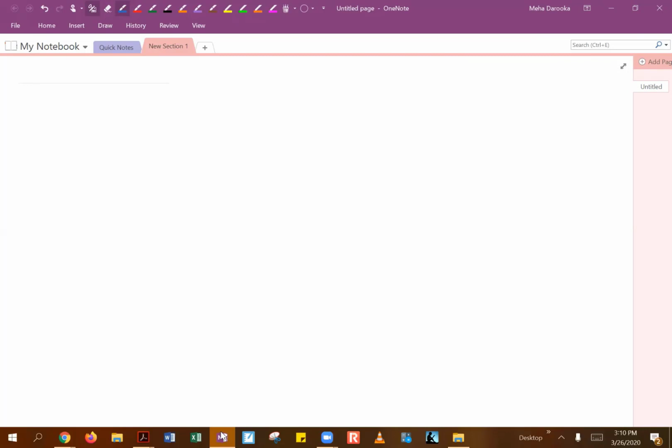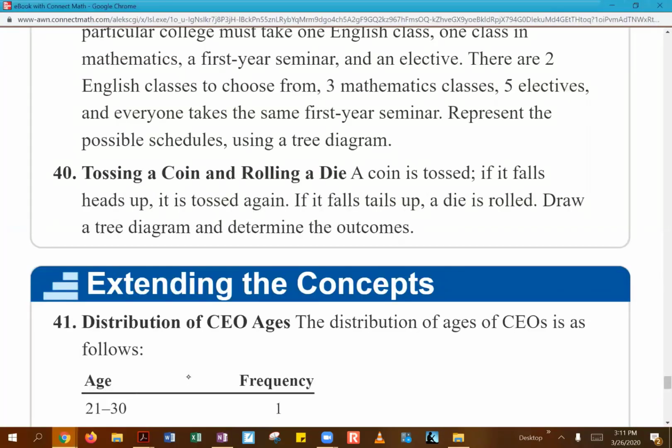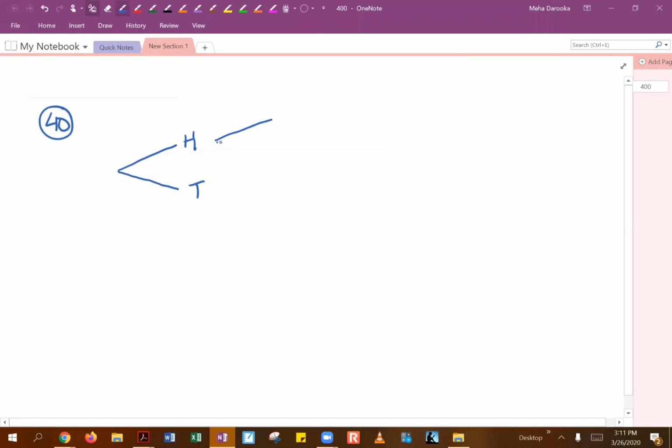So this is number 40. So the first one, they are asking us to toss a coin, right? So if you toss a coin, you can get heads or tails. Now they are saying in the example that a coin is tossed. If it falls heads up, you toss the coin again, which means we will be tossing the coin again, which means you can get a heads or a tails if you toss it again, right?